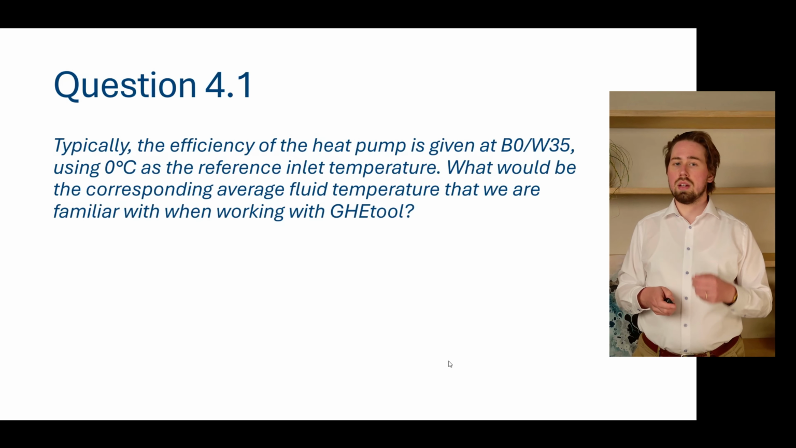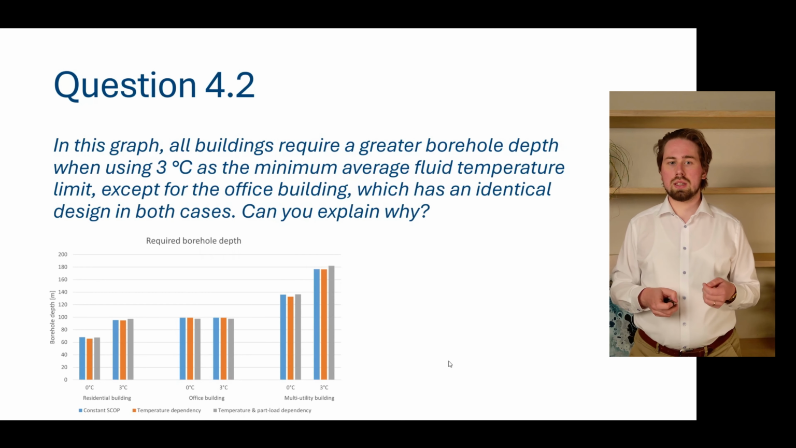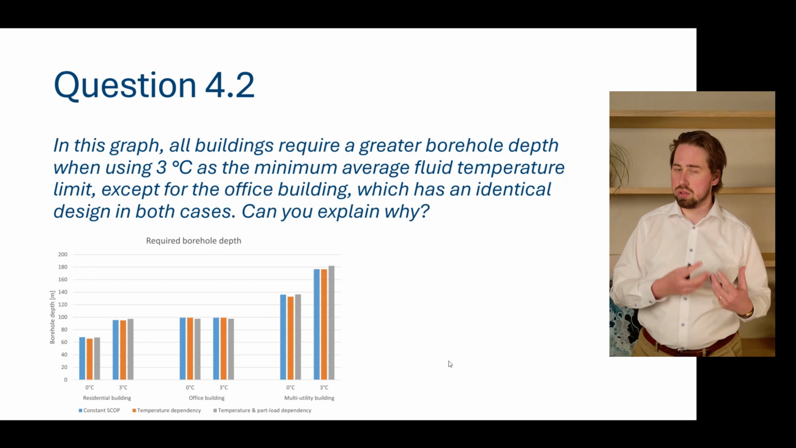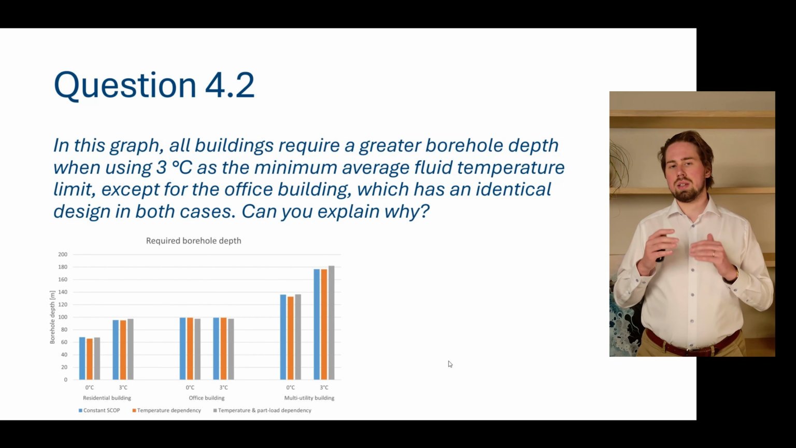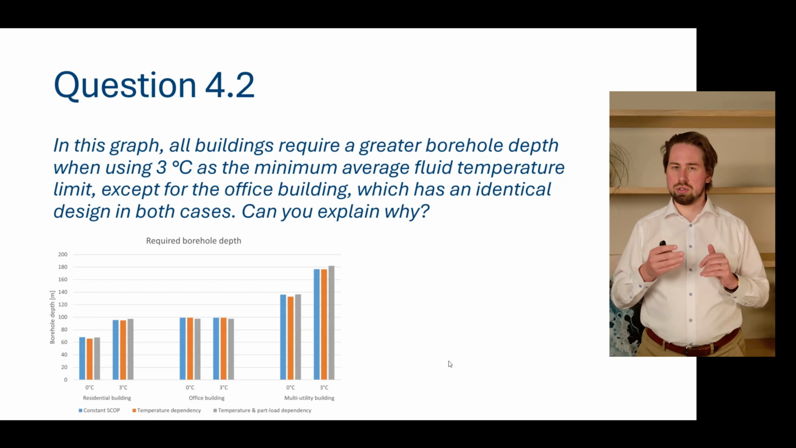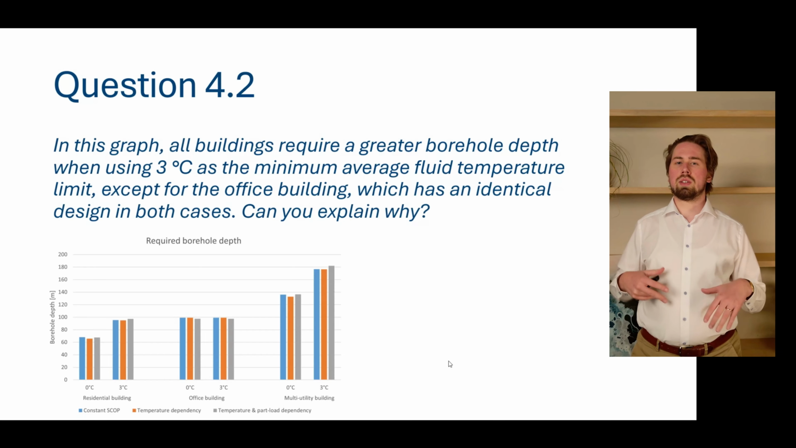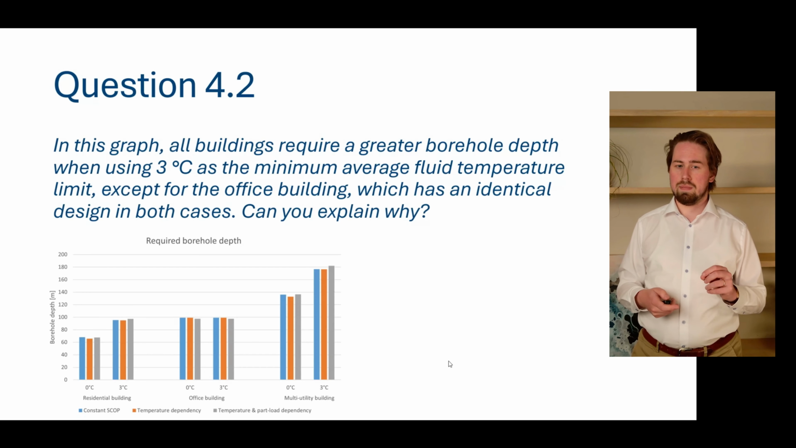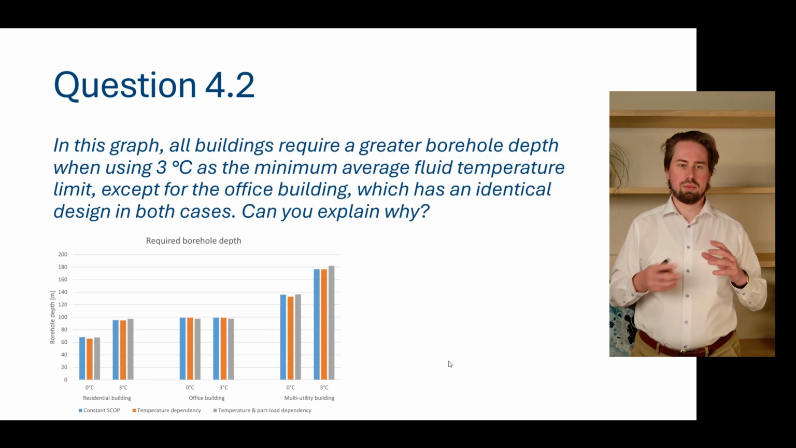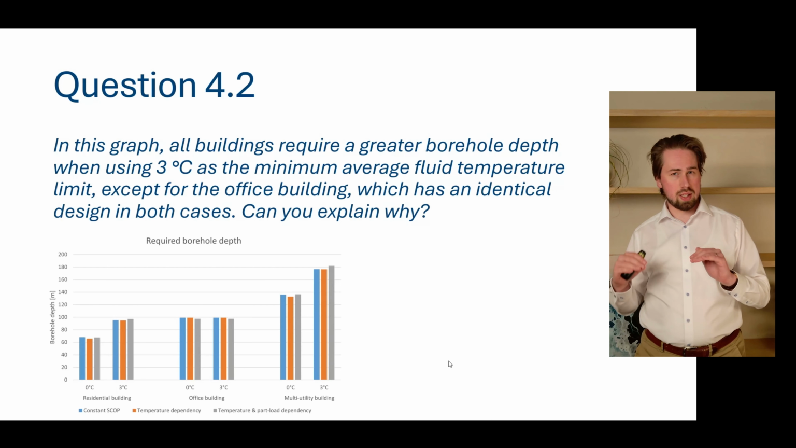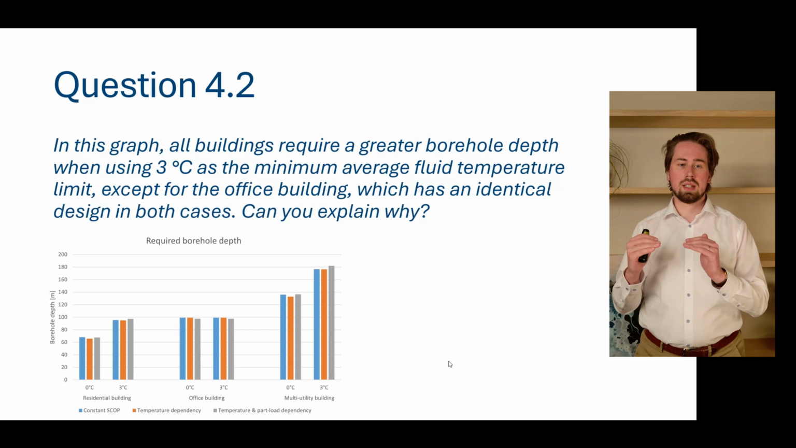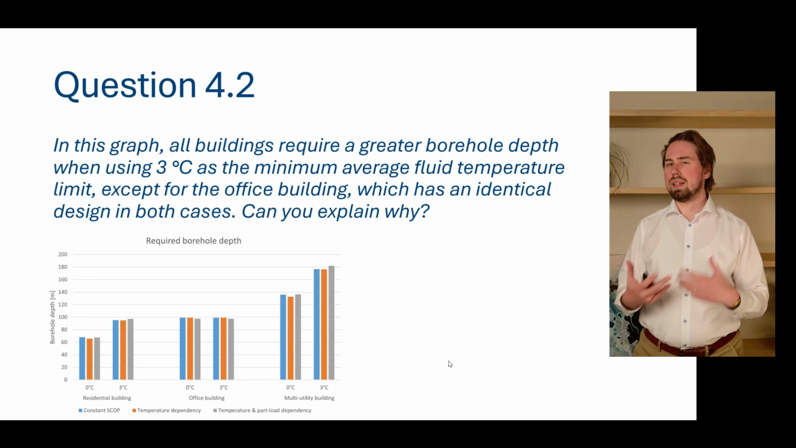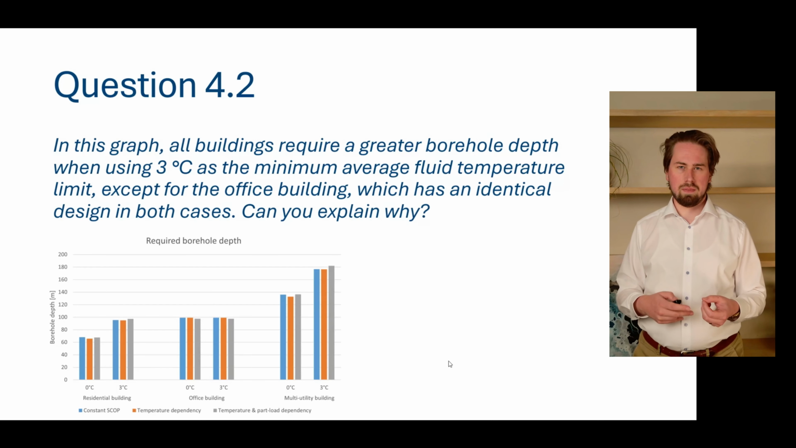Now, question 4.2 was about the study with the residential, the office building, and the multi-utility building. And we said that, when we switch from 0 to 3 degrees as a minimum limit, we actually see that we need more borehole meters, except for the office building. Perhaps you noticed that for the residential building, if we go from 0 degrees minimum to 3 degrees, we need more borehole meters, we need a larger bore field. But why does it stay the same for the office building?